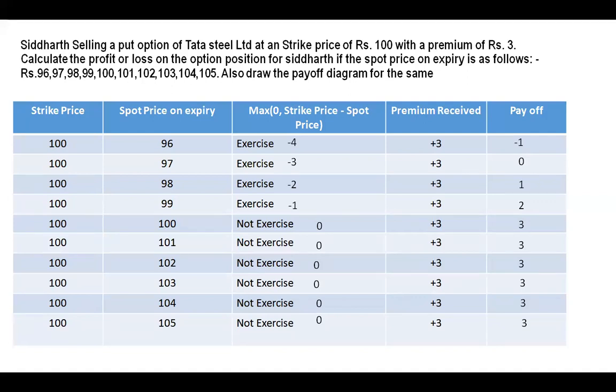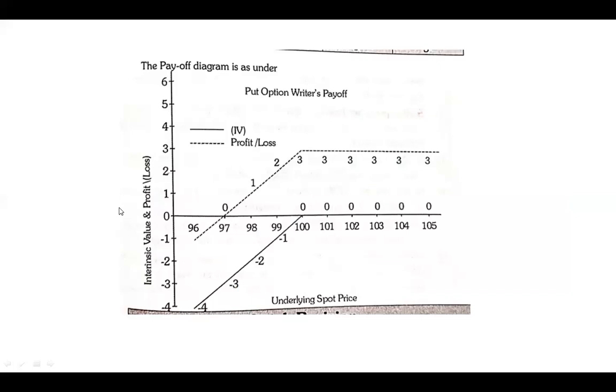So this amount you have to calculate after deducting the premium or adding the premium. If it is premium received, you have to add. If it is premium paid, then you have to deduct from the actual profit. This is the diagram. Payoff diagram is as under.